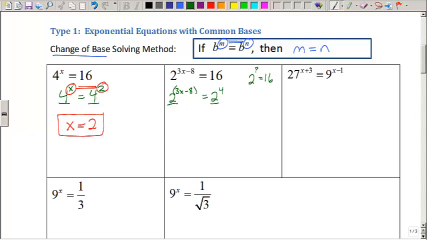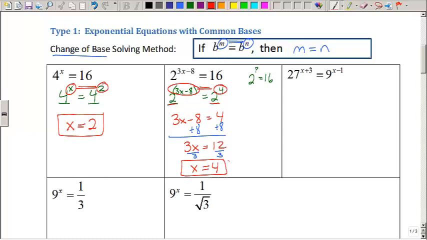On our first example, we had to rewrite it as 4 squared. But on our second example, we have 2 to the 4th. Both of those do multiply out to 16, but we used them differently because we needed to have different bases in each of those two problems. Now that I know that my bases are the same, I'm going to take my exponents and set them equal to each other, and that gets me 3x minus 8 is equal to 4. Now I can solve. Divide both sides by 3. x is equal to 4.